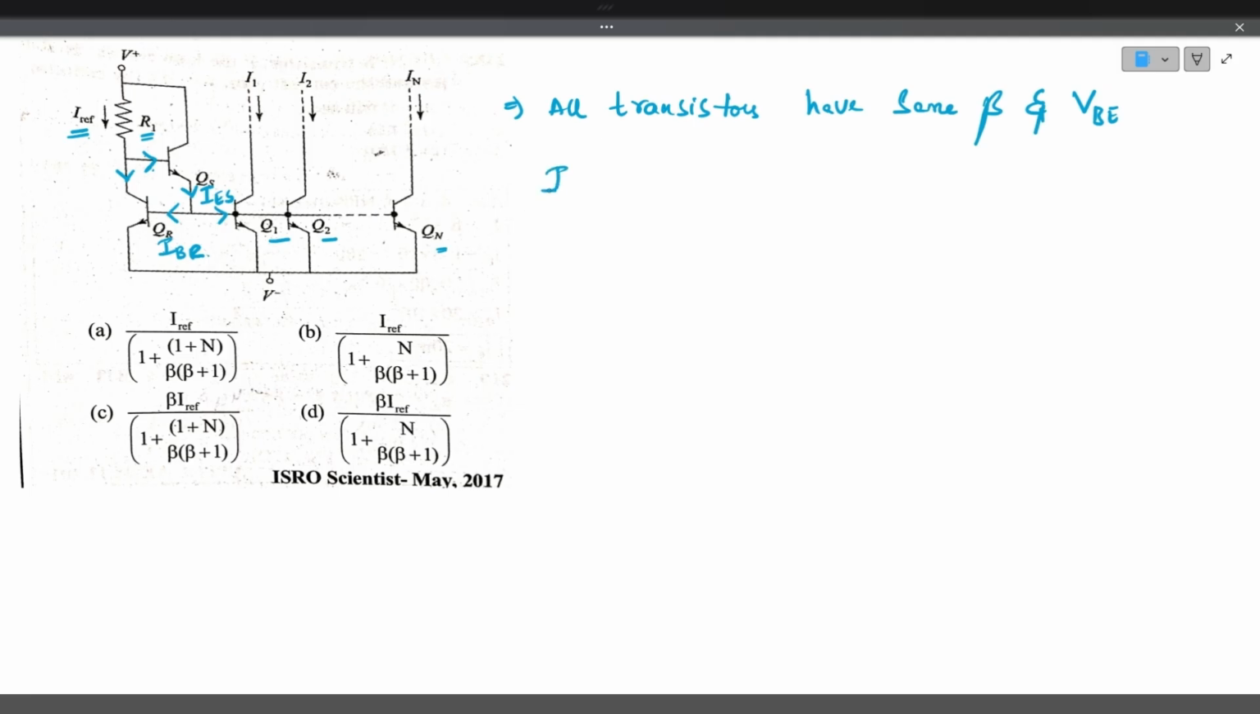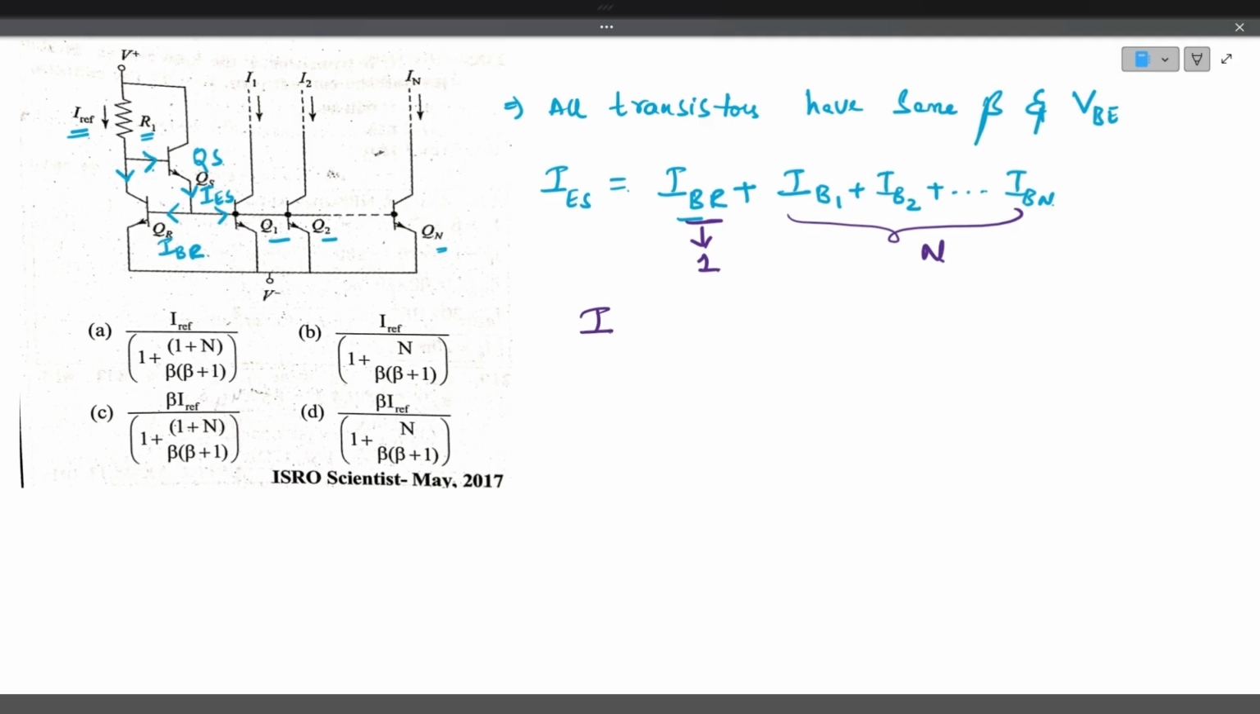So I'm writing this equation: IES, the emitter current of transistor QS, can be written as the base current of transistor QR plus the base currents of all the transistors up to N. Hence all transistors have the same VBE value, so the base currents will be the same for all transistors. So this is of N number and this is one additional quantity. So now IES can be given as N plus 1 base currents.